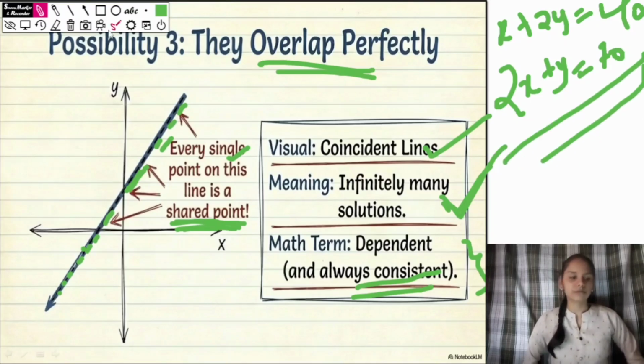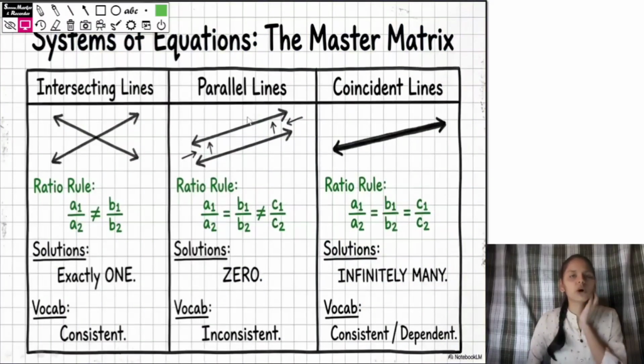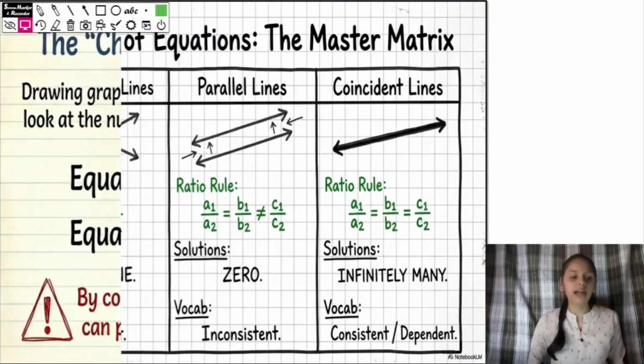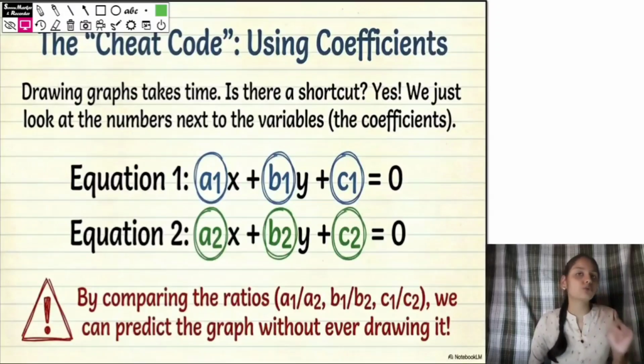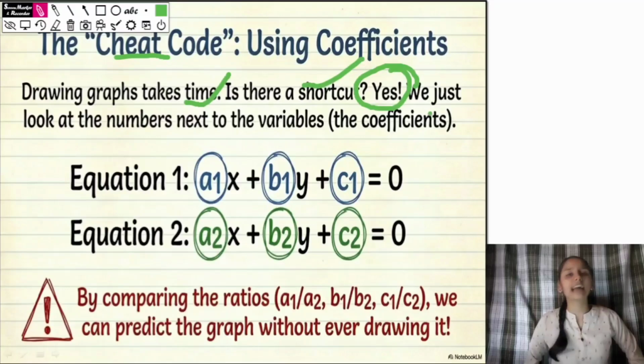Now I'm very bored of solving these equations, plotting them on a graph, and then understanding which type of solutions I have. I don't want to do all these things. Then what can I do? Taking a scale and pencil, plotting the graph, and seeing which type of solution you get is a lengthy process, isn't it? But we have a cheat code. Drawing a graph takes time, but is there a shortcut? Yes, we have a shortcut.